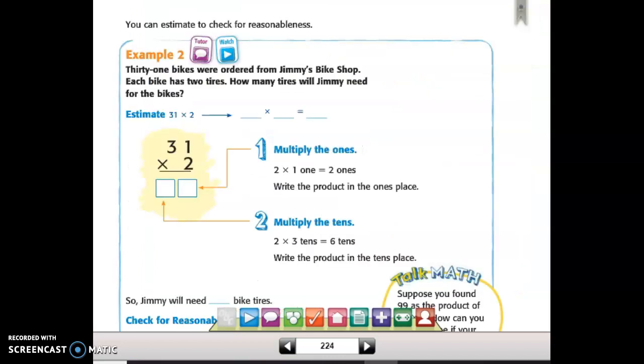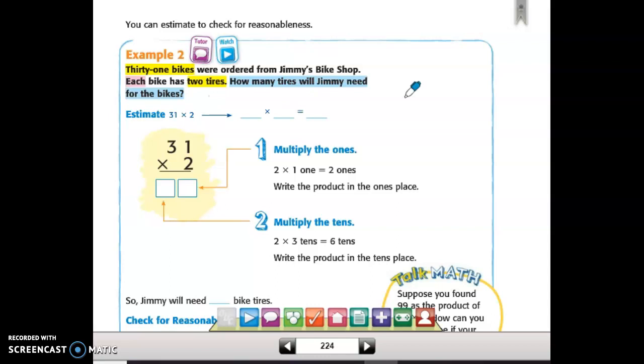And in this example, they want us to practice our estimation because I know that's rough for some. 31 bikes were ordered from Jimmy's bike shop. Each bike has 2 tires. How many tires will Jimmy need for the bikes? They like to write it out in word form, so we really have to look. There's one of the pieces of information we need: 2 tires. Each is one of our clue words. The question is, how many tires will Jimmy need for the bikes?